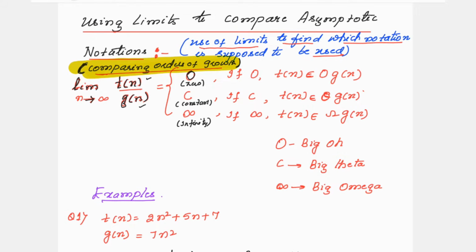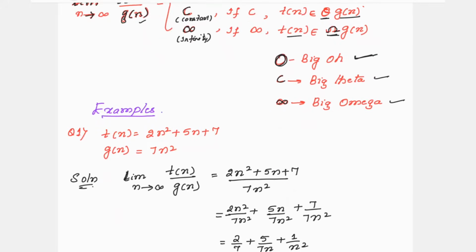Suppose you divide this T of n with g of n, and if you get 0, then you can say that T of n belongs to big O of g of n. If you get a constant value, then you say T of n belongs to theta of g of n. If you get the value as infinity, then you say T of n belongs to big omega of g of n. So if 0, it is big O. If constant, big theta. If infinity, it is big omega. Let us see a few examples here.